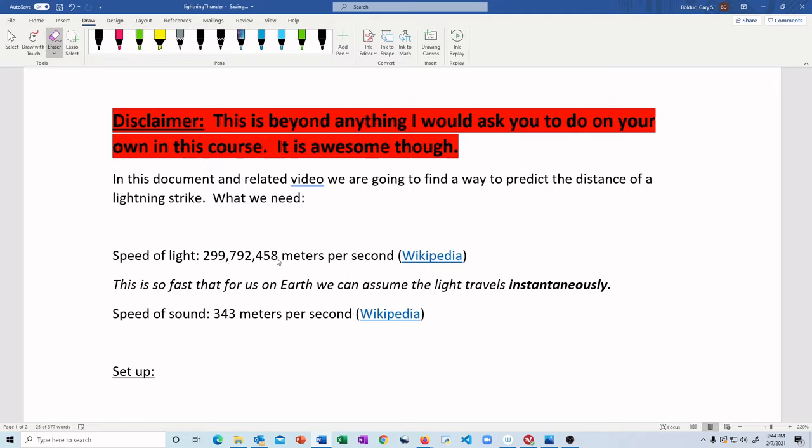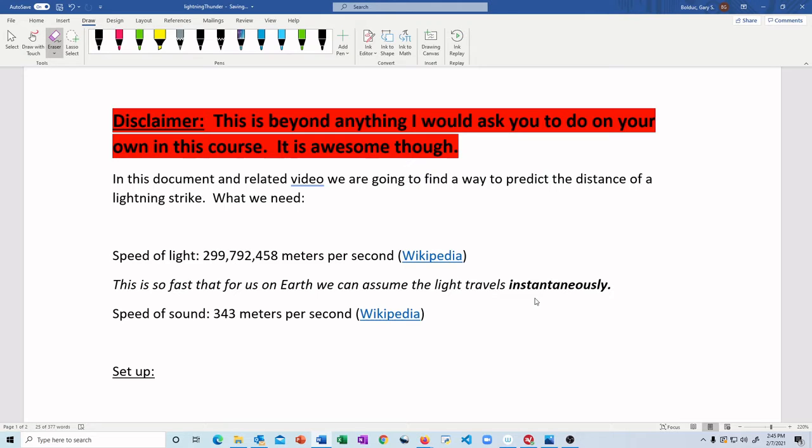So right here you see it says the speed of light is 299 million meters per second. So that's so incredibly fast that if you are looking out on Earth and you see a lightning strike, the time it takes for that light to actually travel from the strike to your eyes is so tiny. It is basically instantaneous. So we're not going to actually think about that aspect of things. We are just going to make the assumption that as soon as the lightning strike happens, that light is already at your eye. We're going to pretend there's no time between.